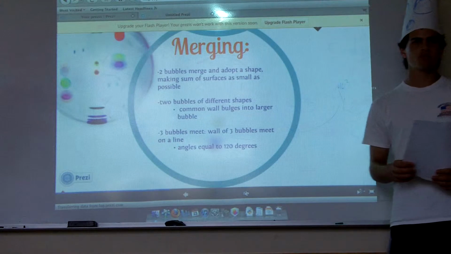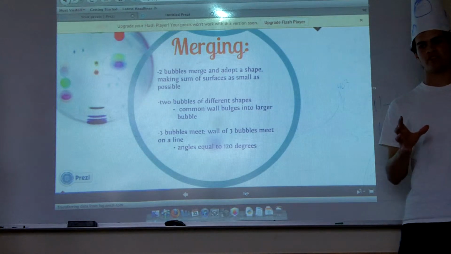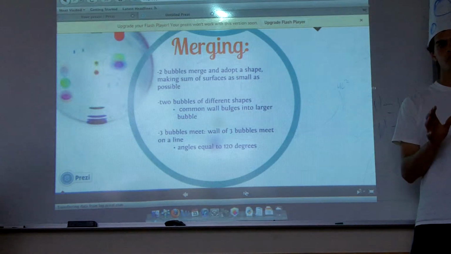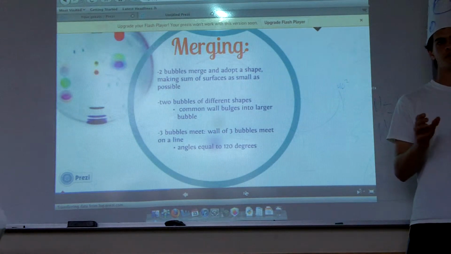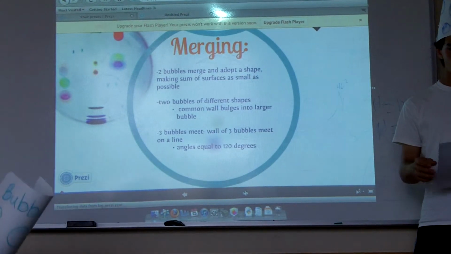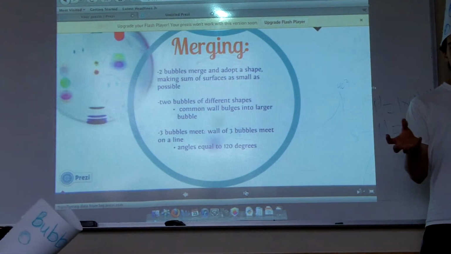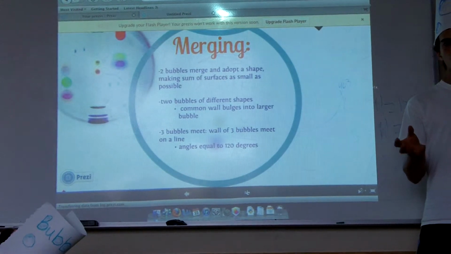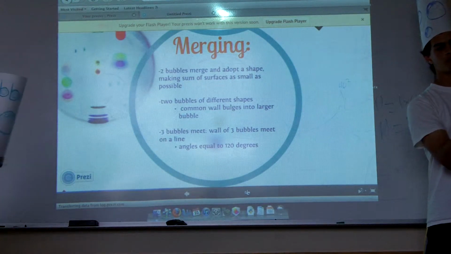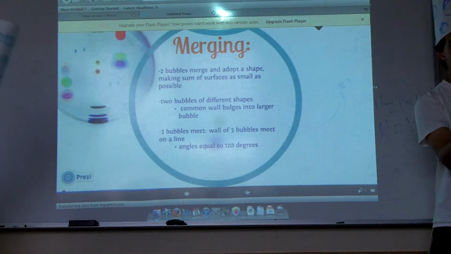Okay, so when bubbles merge, things happen. If it's two bubbles of the same size, they'll come together, and they won't create one bubble, but they'll still be two bubbles, with a perfectly flat barrier between them, because that takes on a shape of minimal surface area. If you have two bubbles of different sizes, they'll come together, and the smaller one, because it has greater pressure inside of it, will push into the big bubble, because the small bubble has a greater pressure than the big bubble.